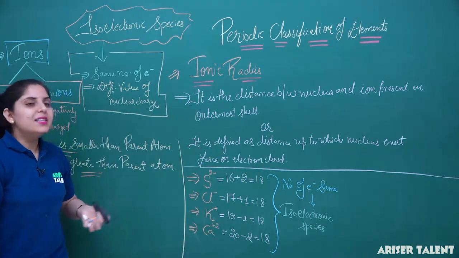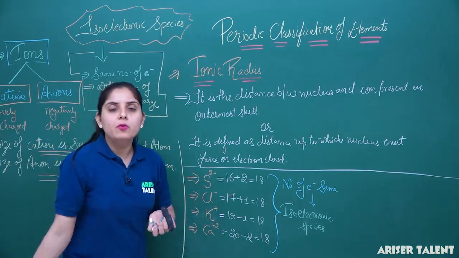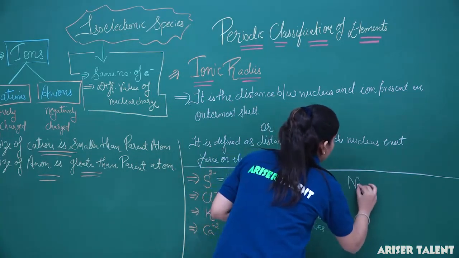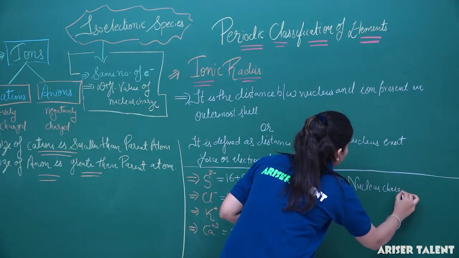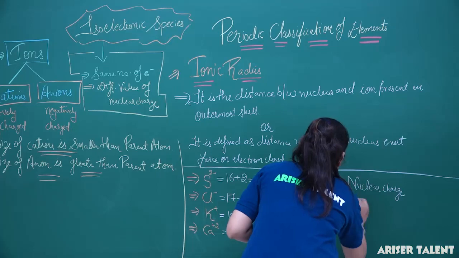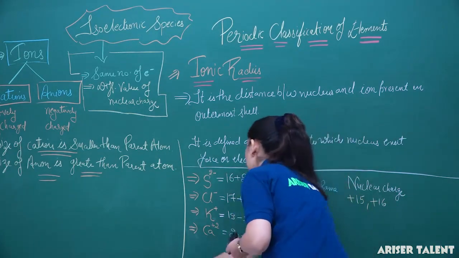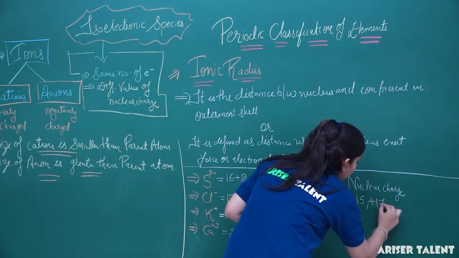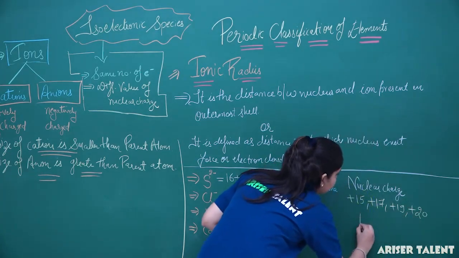Now, these isoelectronic species have the same number of electrons. But what about their nuclear charge? Their nuclear charge is plus 16, plus 17, plus 18, plus 19 and plus 20 respectively.